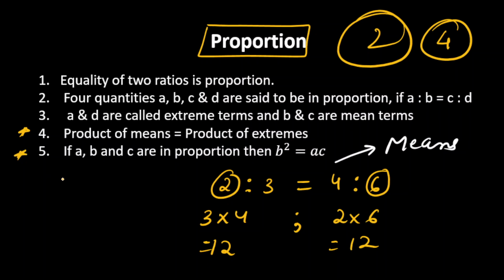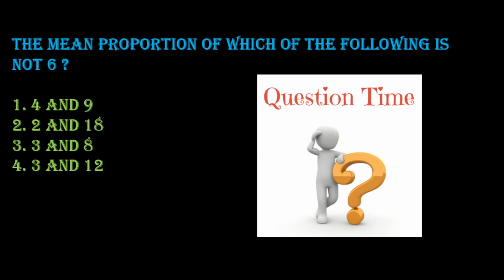And another important property is, when three numbers are in proportion, three numbers meaning only A, B, C, then the square of the middle one is equal to the product of the outer ones. That means B square is equal to A into C. So these two properties you have to remember. Now let's do one question related to the properties of proportion.